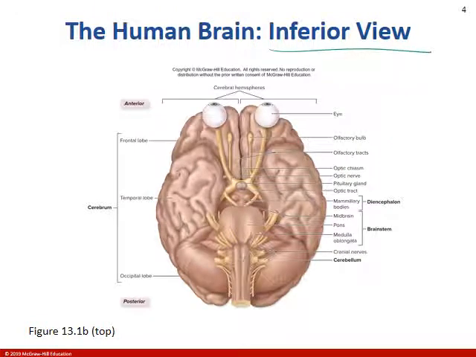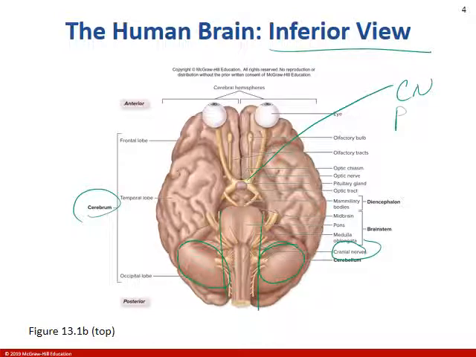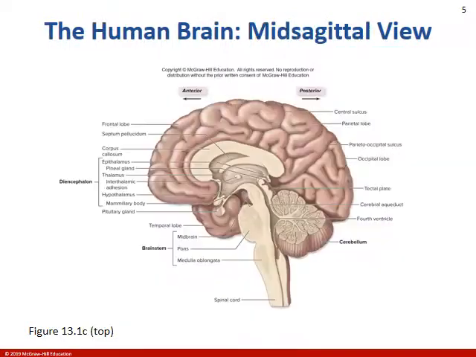Here we have an inferior view of the human brain. Again, you can see the cerebrum, you can see the cerebellum, you can see the brainstem. We'll talk more about those. And then all of these yellow, these are cranial nerves. So we'll talk about cranial nerves when we get to part 4, but they're extending from the cranium to the body, to the peripheral nervous system, and they're traveling through those transverse foramen, those extra holes that are in the cervical vertebrae.